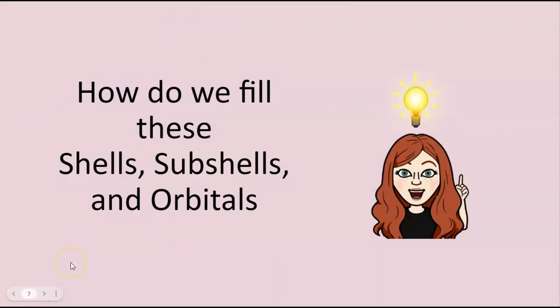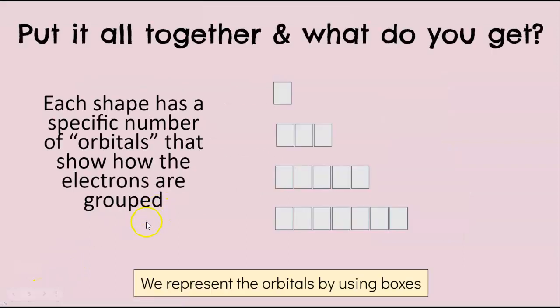Okay, so how do we fill these shells, subshells, and orbitals? What is the process for this? Well, when we're drawing this diagram, each shape has a specific number of orbitals that they can get. And remember, we already said that each orbital only gets 2 electrons. Okay, so this is going to help us determine how many electrons each subshell or each shape is going to get.